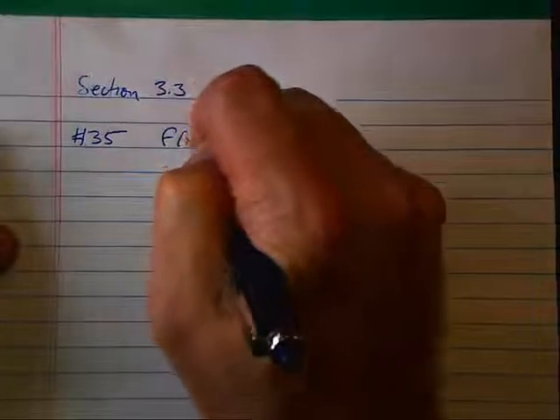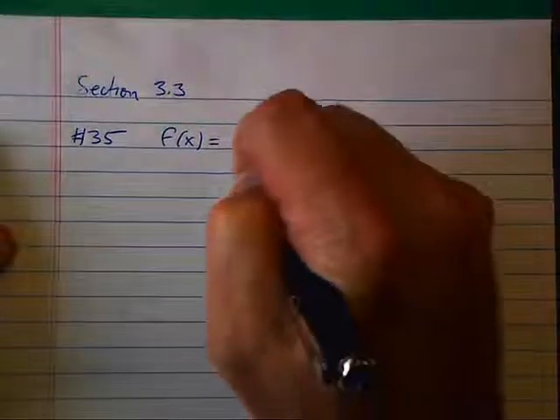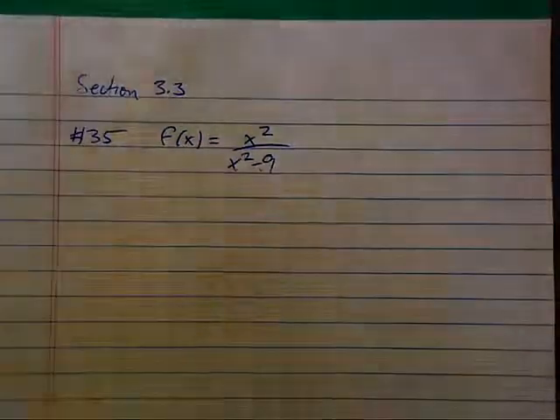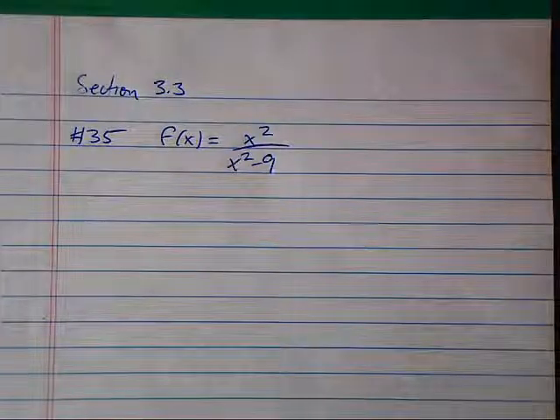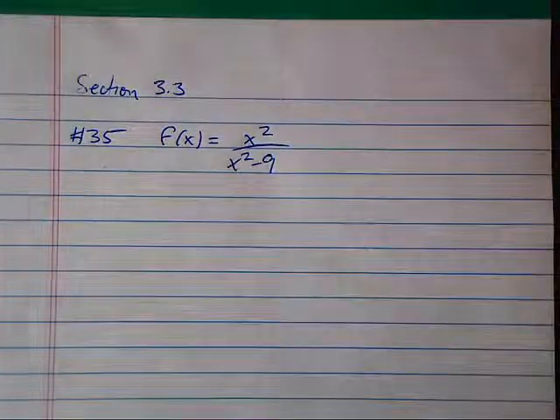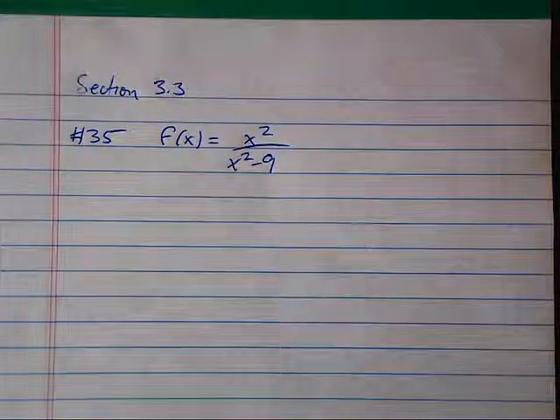All right, so we're still on section 3.3, number 35. It says f of x is x squared over x squared minus 9. And the directions are use the first derivative test to identify all relative extrema.